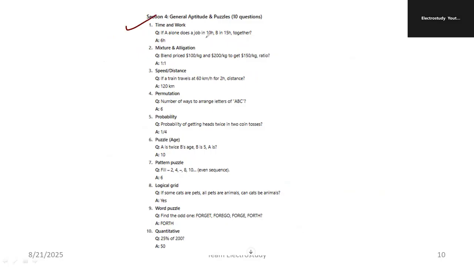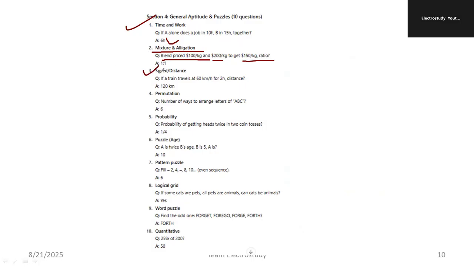If A alone does a job in 10 hours, B in 15 hours, together, that means you should know the concept of time and work. Ultimately, you will be getting the answer of 6 hours. Then alligation and mixture, that is also another important part. Blend priced like $100 per kilogram and $200 per kilogram to get 150 kilograms. What is the ratio? So try to study the topic of alligation and mixture.